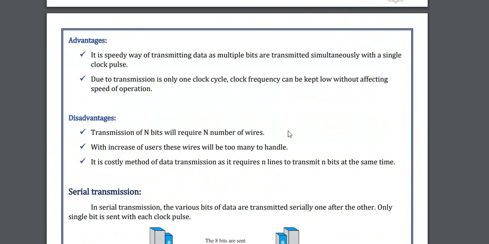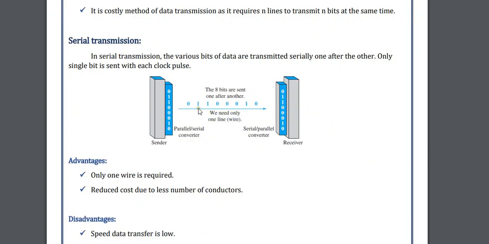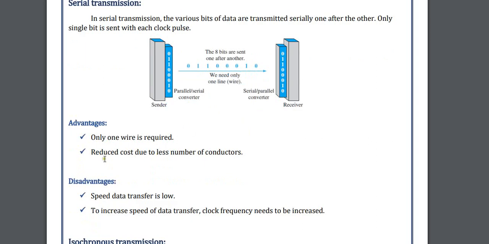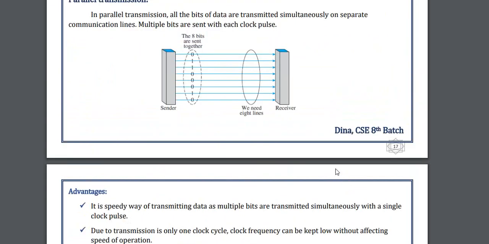The advantages and disadvantages of parallel transmission are given here. In serial transmission, the input goes one bit at a time: 0, then 1, then 0, then 0, then 0, then 1, then 1, and then 0. It is going like a bus along a single line, from here to there. The advantages and disadvantages of serial transmission are given below. By this diagram, you can easily compare serial and parallel transmission.